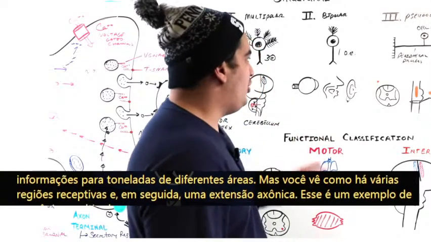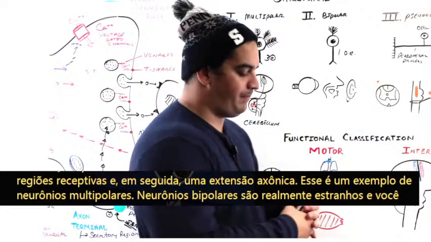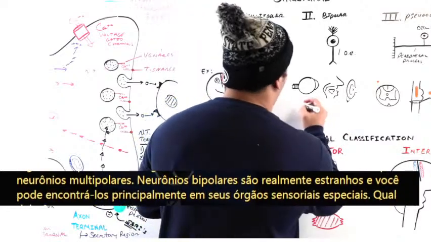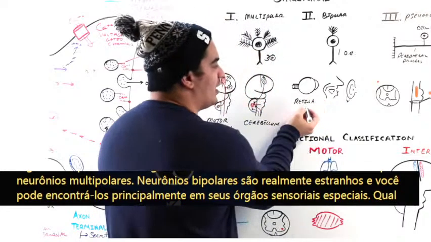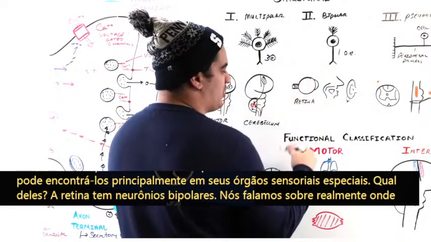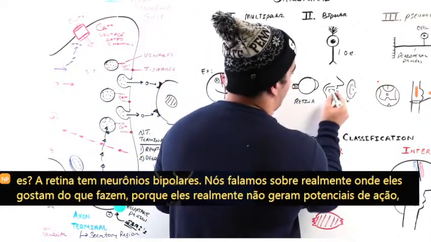Bipolar neurons are really weird, and you find these mainly in your special sensory organs. Which ones? The retina has bipolar neurons. We talk about what they do, because these don't really generate action potentials. They generate what's called graded potentials. We talk about that in our special senses playlist.